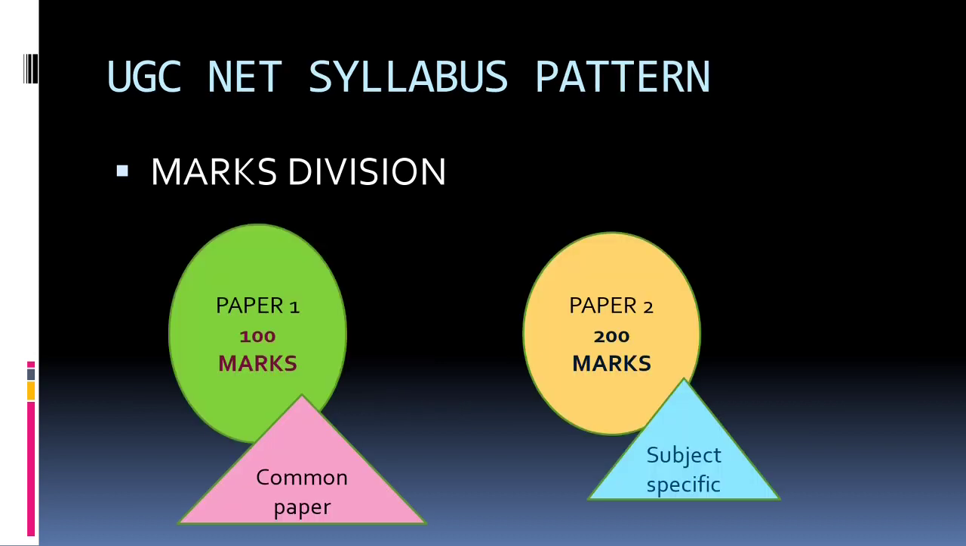Now let's dig into the topic. So here I have put the UGC NET syllabus pattern for you to see. The marks division has been illustrated. Paper 1 is 100 marks, which is the common paper, and paper 2 is 200 marks, which is subject specific. That means if I have psychology as my paper 2, then psychology will carry 200 marks.